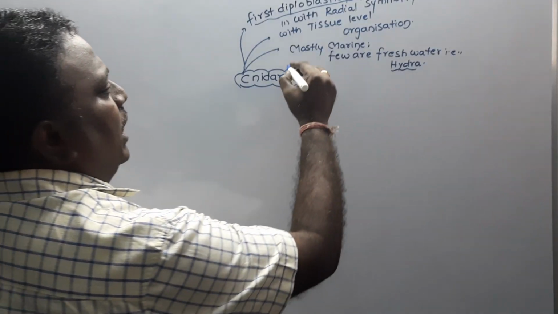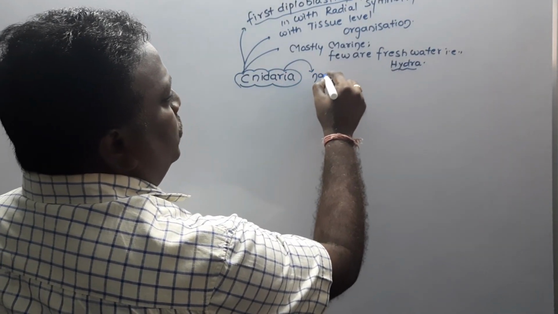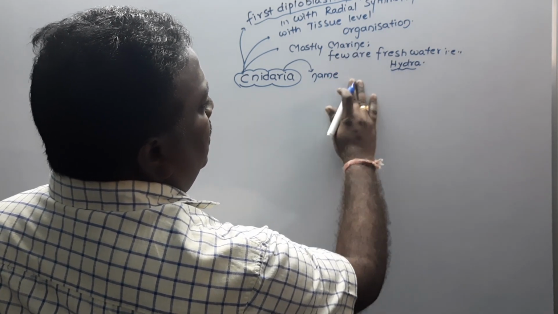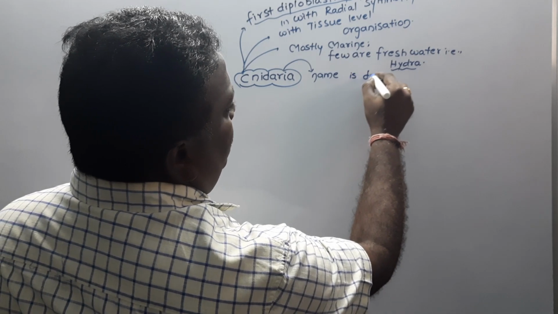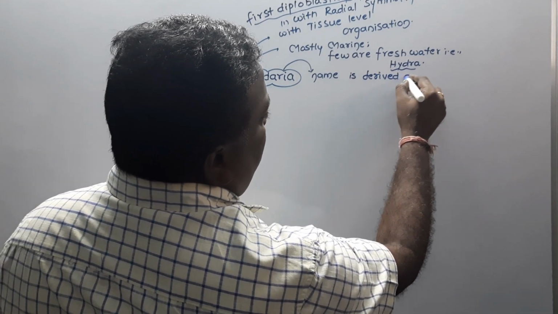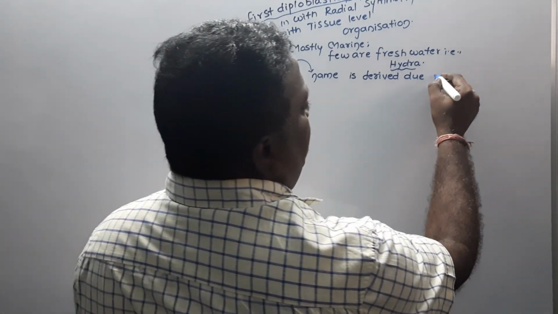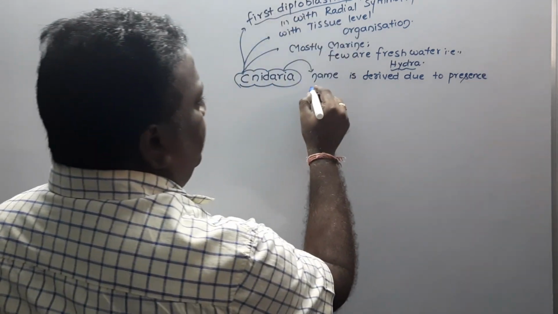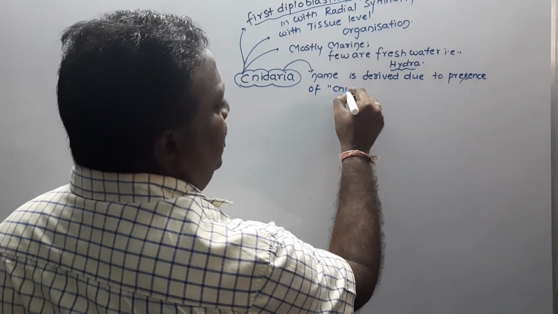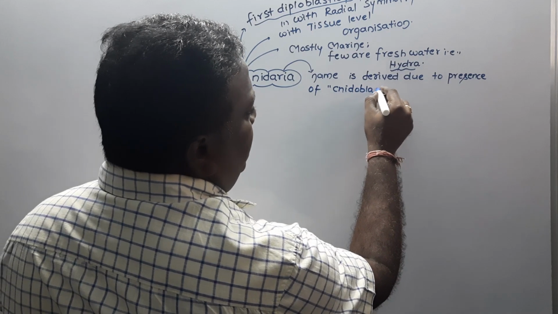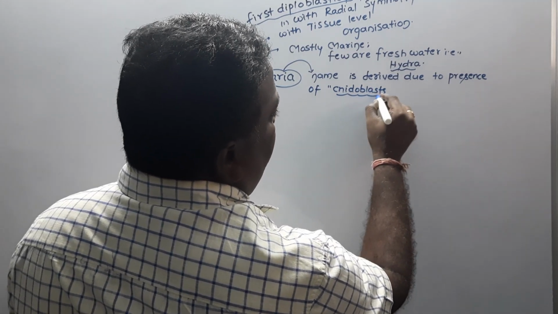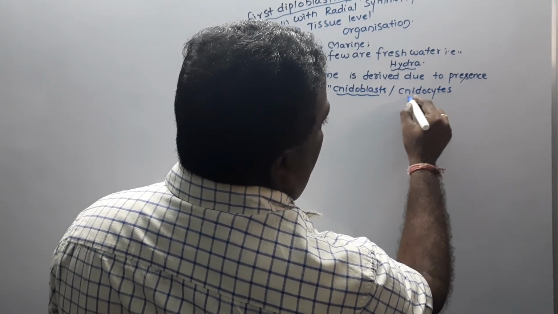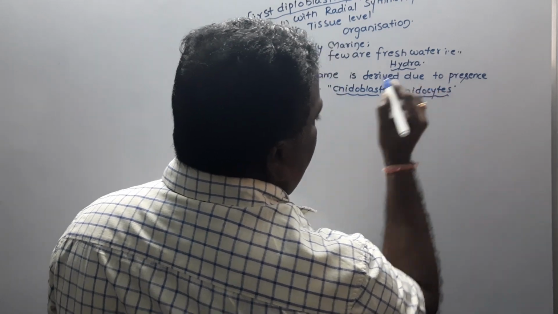And the name Cnidaria is derived due to the presence of specialized cells. What do you call these specialized cells? They are nothing but cnidoblasts, or otherwise called cnidocytes.